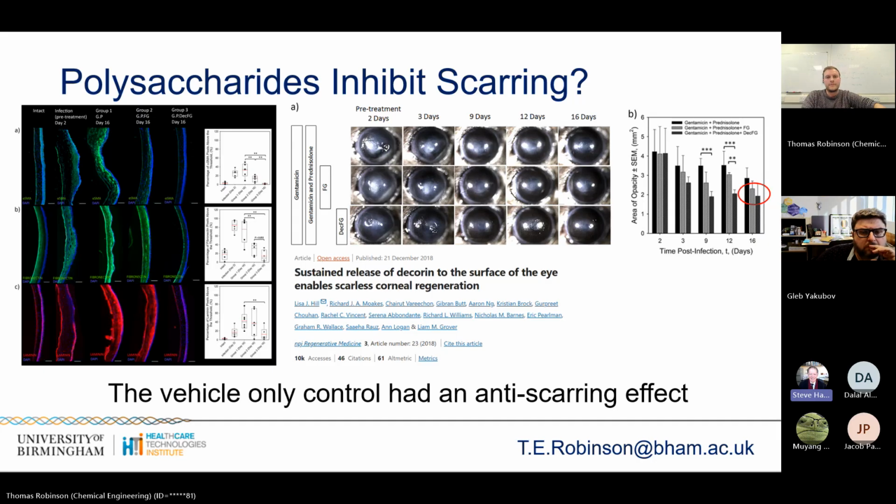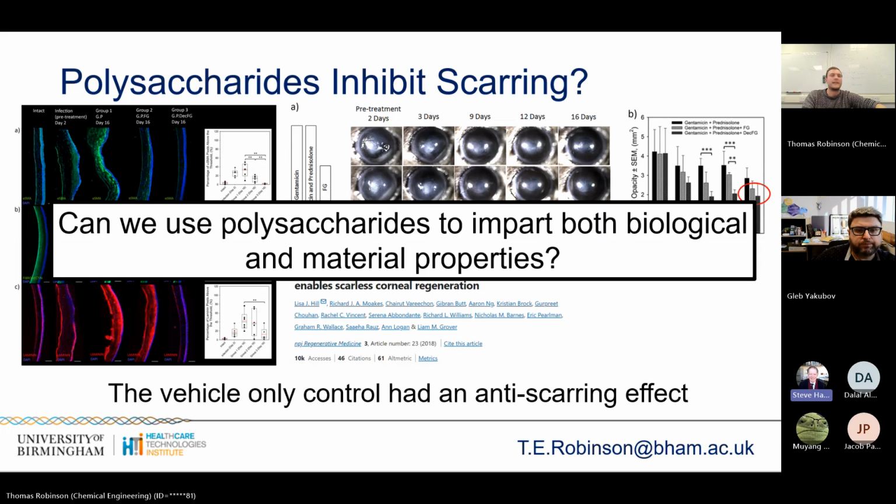But what we found is that actually, especially on the bar palette on the right, the vehicle-only control, so just the polysaccharide delivery vehicle with no expensive drug in it, was actually pretty effective. Not as effective as the vehicle plus the drug, but considering the fraction of the cost that it would be, actually not bad. So really, that's what got us thinking.